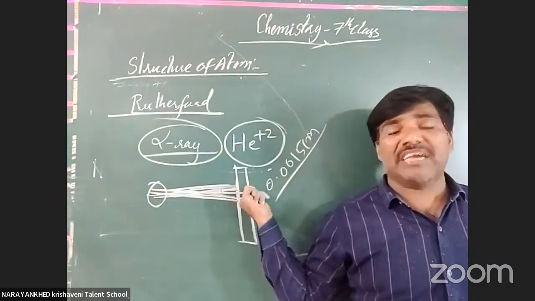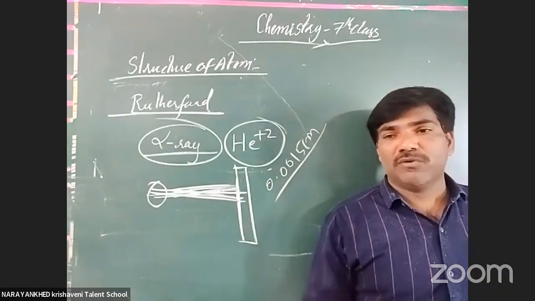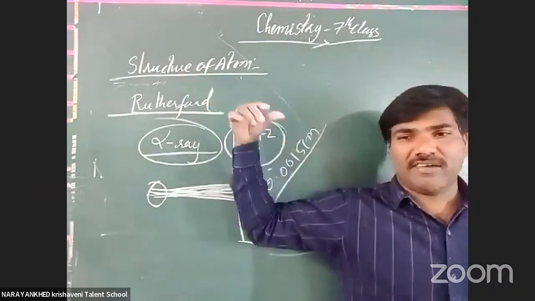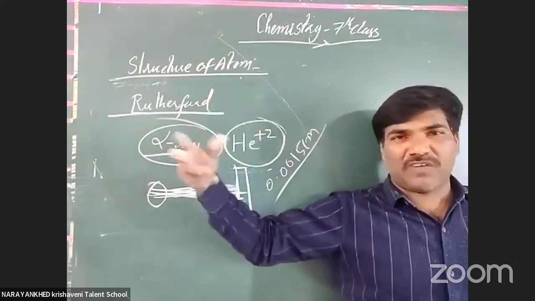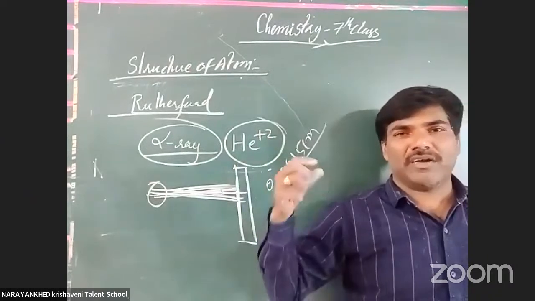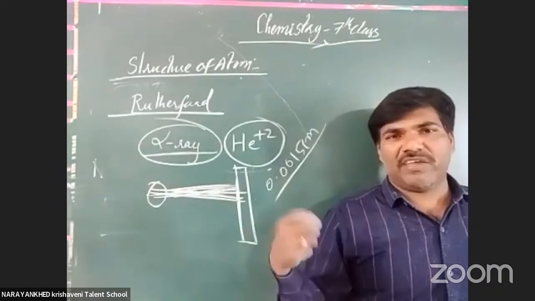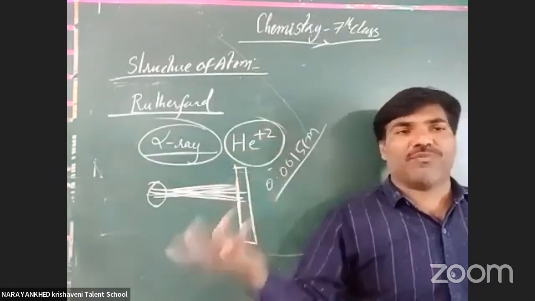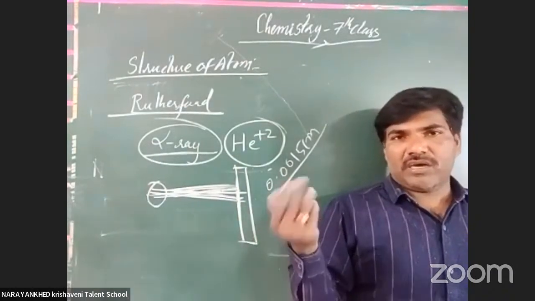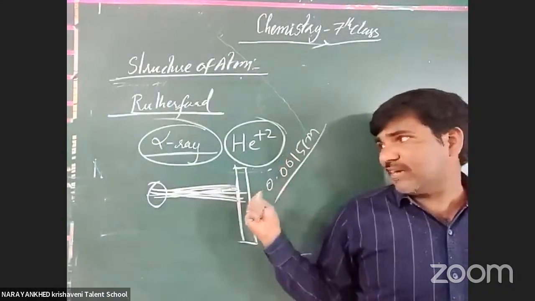Gold is the heaviest metal in nature. Clear or not? By using just 1 gram or 5 grams, we can make broad sheets. It is not possible with iron or copper. Gold is a very heavy metal. Heavy means that in a small area, it contains a greater number of particles. In 1 gram of gold, there are more particles. That is why gold was selected.